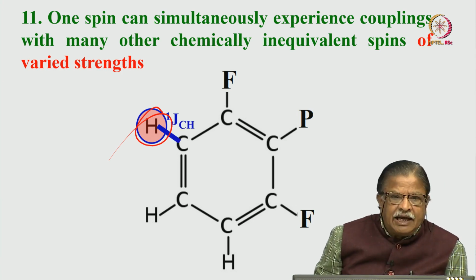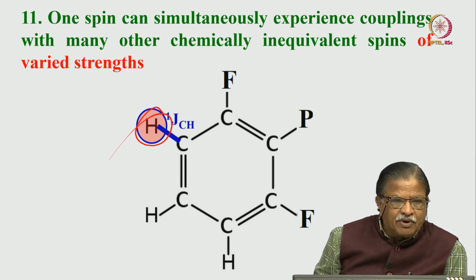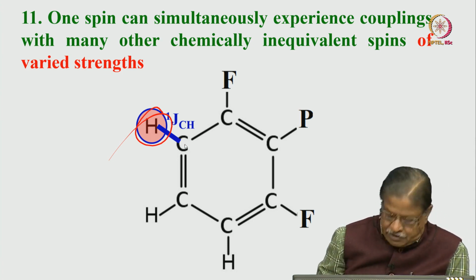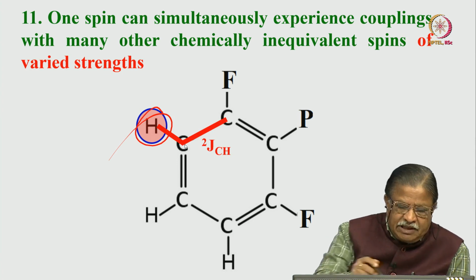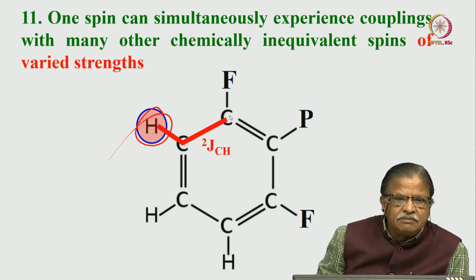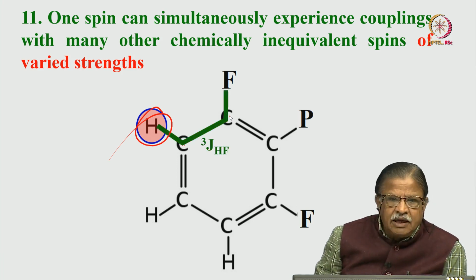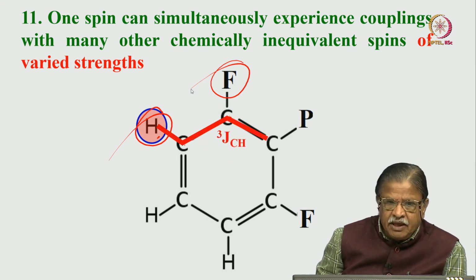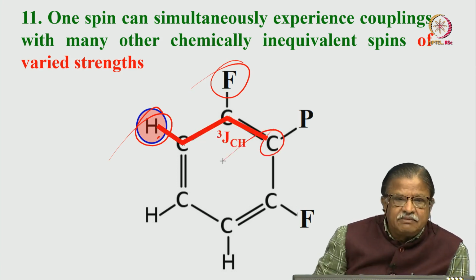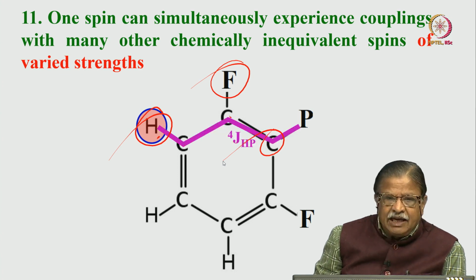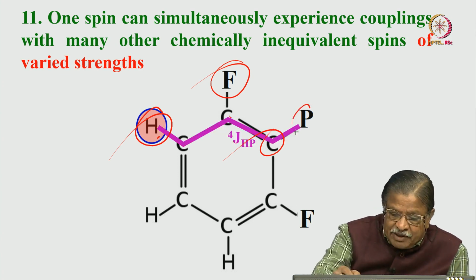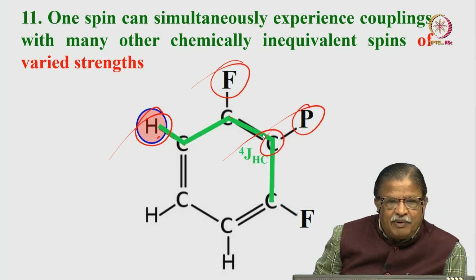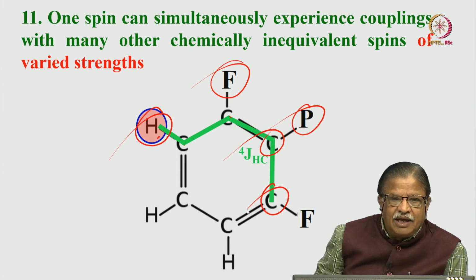For example, it can have one bond coupling between carbon and proton. This proton can interact with this carbon, one bond, J coupling is possible. Two bond, this proton can couple to this carbon, that is also possible. This proton can couple to this fluorine, heteronuclear three bond coupling is possible. It can have a four bond coupling with this carbon, heteronuclear coupling. It can have four bond coupling with this phosphorus, heteronuclear coupling. It can have five bond coupling with this carbon, heteronuclear.